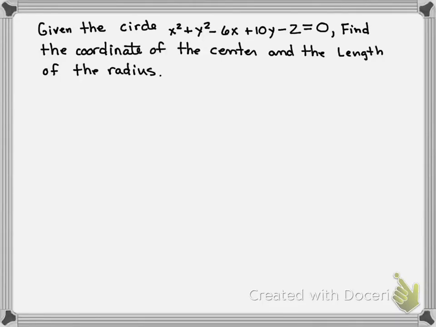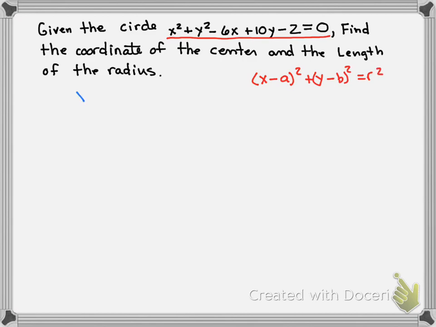In this problem, you've been given a circle equation, but it's not in the form that we like. We're searching for it to be in the form of (x minus a) squared plus (y minus b) squared equals r squared. So we're going to have to complete the square.